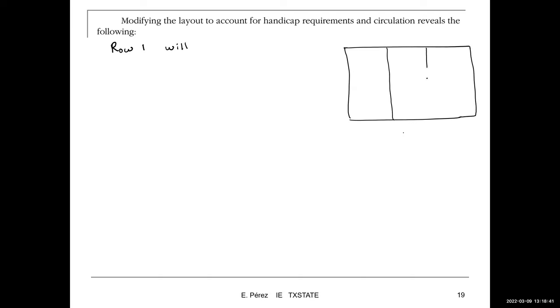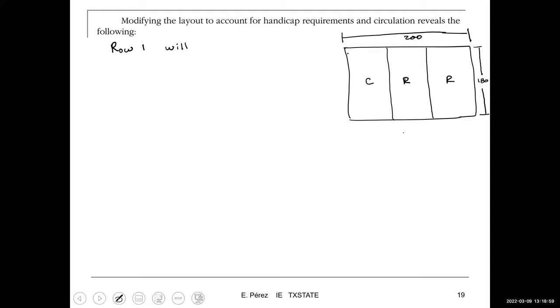Okay, so we're going to use, because we know we have more than enough compact cars based on the requirement. We only needed 30, we have 44. So maybe we can modify one of those lanes to accommodate the handicaps. And that's what we're going to do. So row one will, let me draw this again. So I have these three areas. This is compact, regular. This is 180. And this is 200.